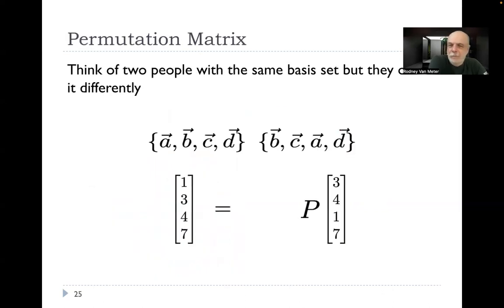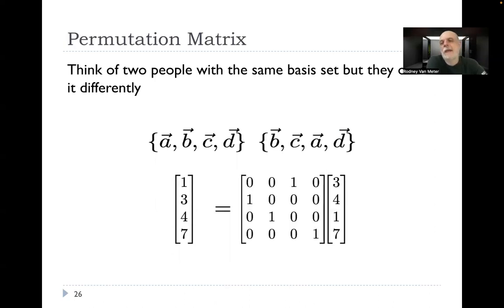When we're talking about a discrete set of things, A, B, C, D, this can also be what we call a permutation. So, for example, the vector on the left there, 1, 3, 4, 7, can be turned into the vector 3, 4, 1, 7 by multiplying by some matrix P.